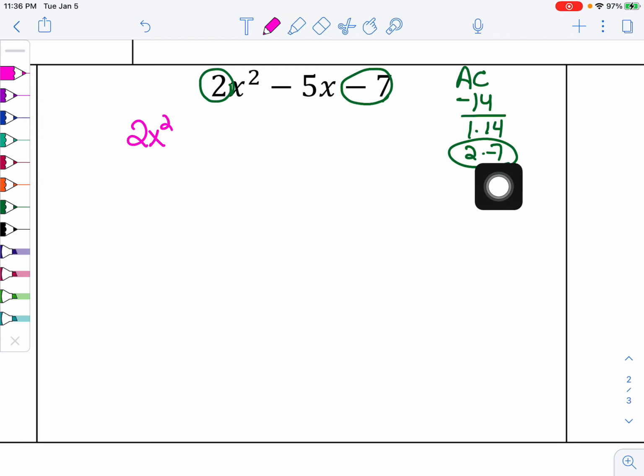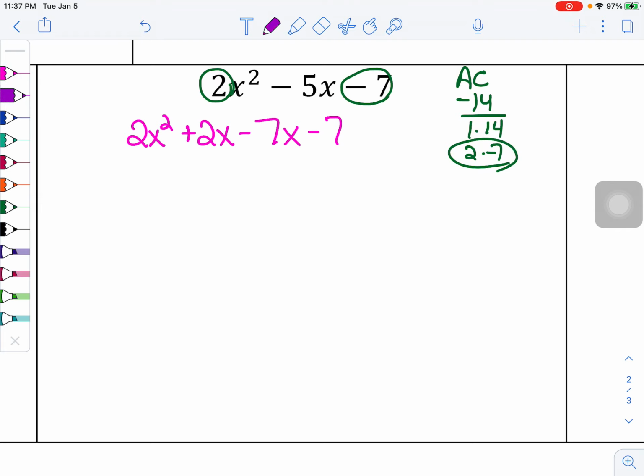So 2x squared. Now, again, order won't matter here, so I'm just going to use the order that's written. So plus 2x minus 7x and then minus 7. Group them. All right, what do the first two terms have in common? Well, they have a 2x in common. So leave behind x plus 1. Second two terms both have a negative 7 in common, leaving behind x plus 1.